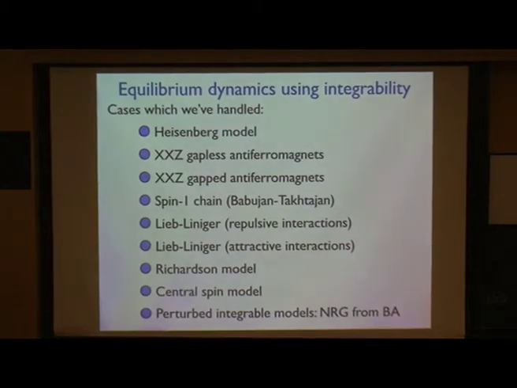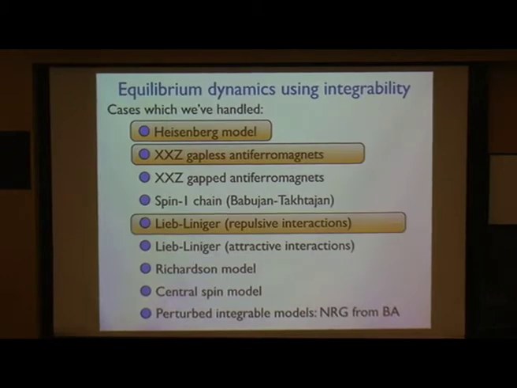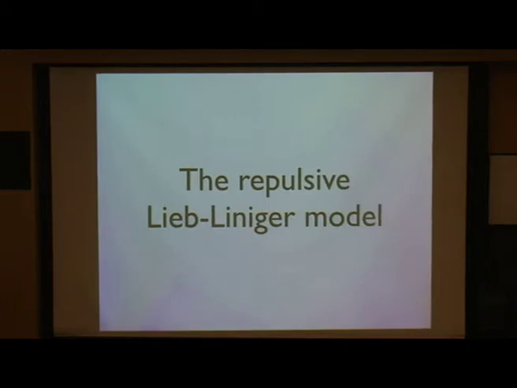There are many cases where we've been able to do this, because, like I said before, the monkey trick that you learn how to apply to one model, typically you can apply to other integrable models. So I'll just very briefly show you some things about Heisenberg, about XXZ, and about Lieb-Liniger, not in that order. Let's talk about the physics of the Lieb-Liniger model.